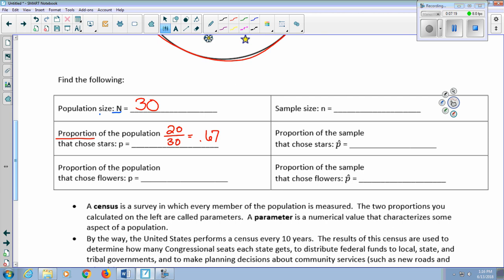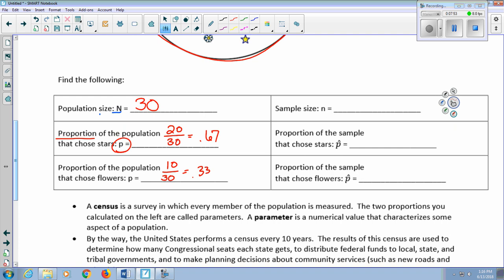The proportion that chose flowers. So again, we're going to be counting in the big red circle. So there's 10 people who chose flowers, and that's the same as 0.33. Okay. So the proportion for the population is represented by P.